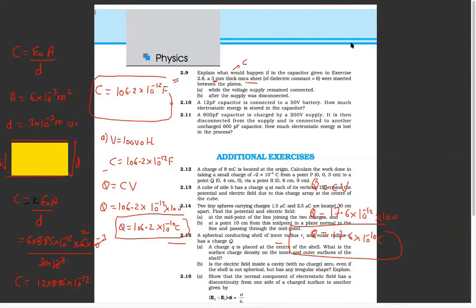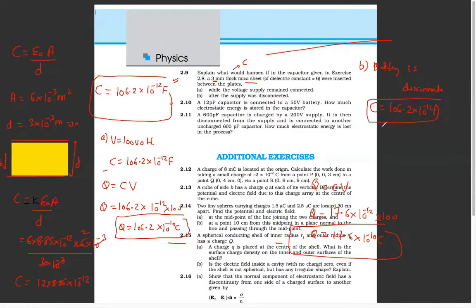If I just disconnect the battery, Fatma, does connecting or disconnecting the battery affect capacitance? No. Capacity is independent of voltage and charge. So even if you disconnect the battery, capacity will not change. It will be 106.2 into 10 raised to the power minus 12 farad.